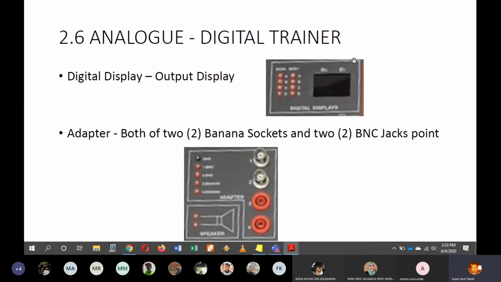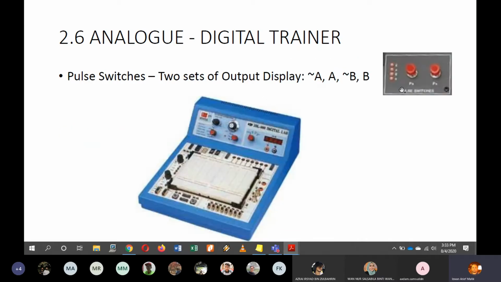And then you have the 7-segment display here, an output display to display numbers 0 up until 9. Okay, adapter both for banana socket and BNC jack point. You can connect the banana, which is the red one. The silver one is the BNC. Okay, the same one that you used for your oscilloscope and your function generator before. Boleh connectkan ke sini. Okay, this is analog trainer.